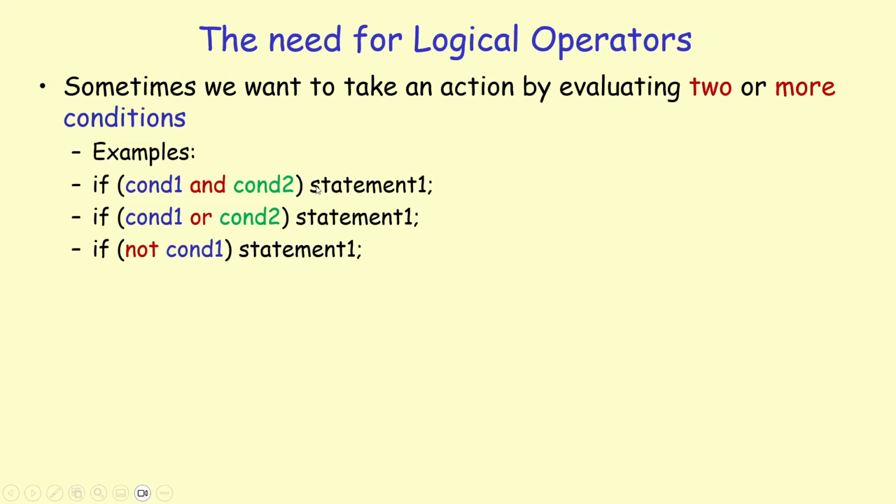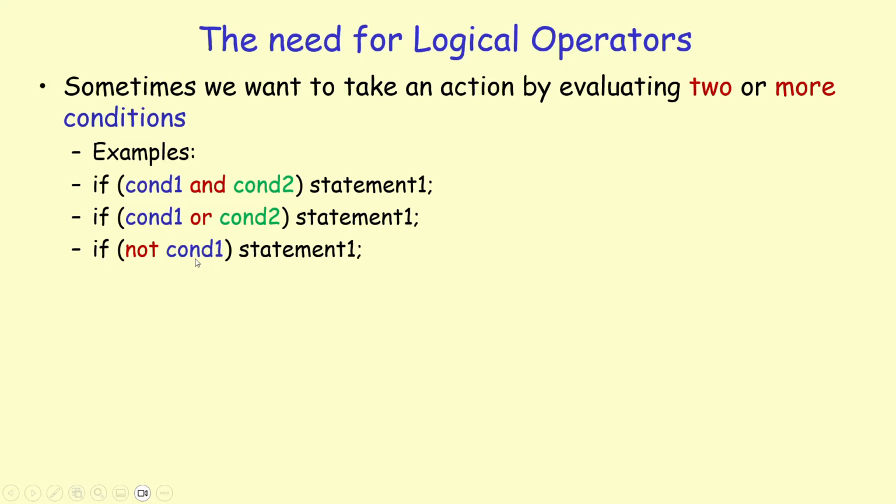Let's say we would like to execute statement 1 if condition 1 and condition 2 are true. So we have two different conditions now, condition 1 and condition 2, and we execute statement 1 only if both of them are true. The second example says evaluate statement 1 only if condition 1 or condition 2 is true. That means we are going to execute the statement when either condition 1 is true or condition 2 is true. So if either one of these conditions is true, we will be executing statement 1. If both of them are false, then we would not be executing statement 1.